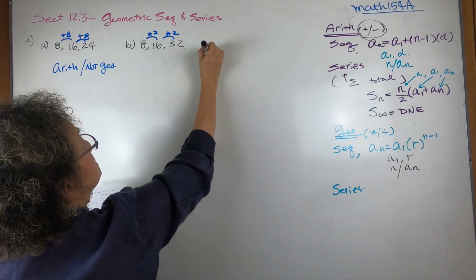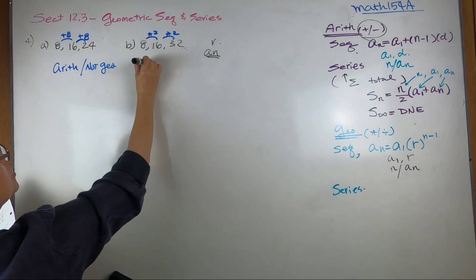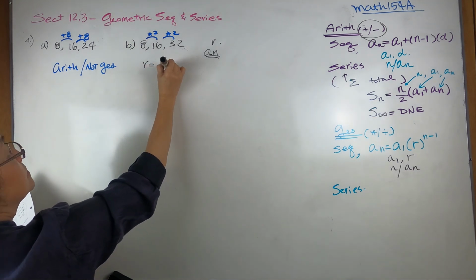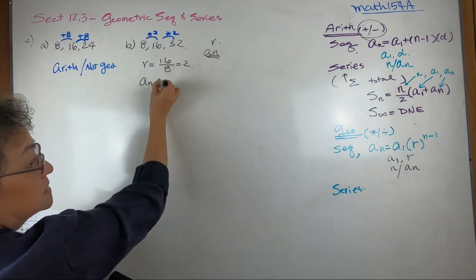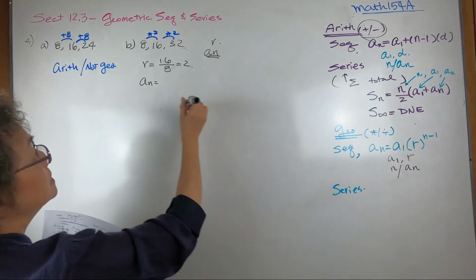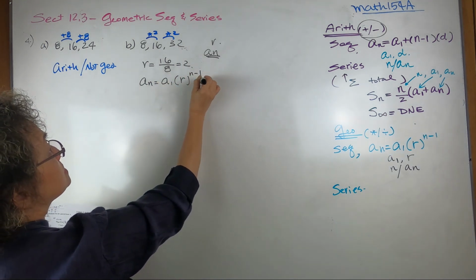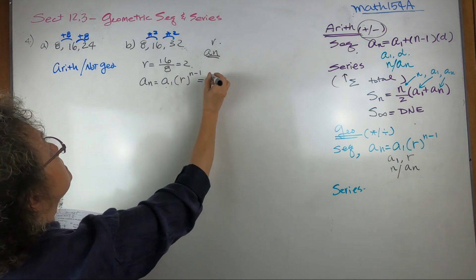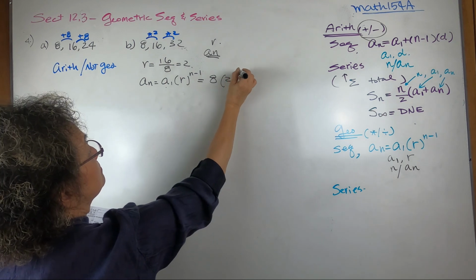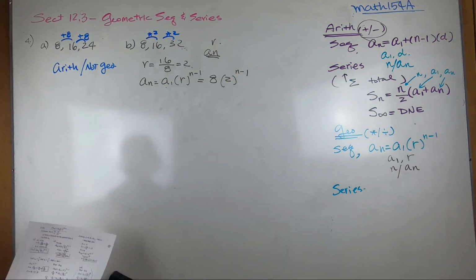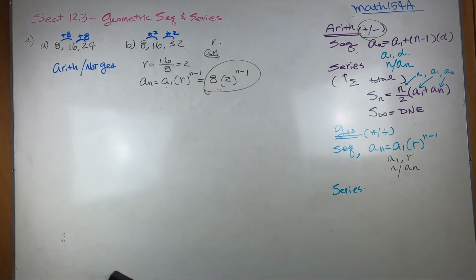It wants us to find the pattern and the ratio. What do you think the ratio is? 16 divided by 8 is 2, right? Then AN is this formula, right? A1 times R to the n minus 1. So what do we have? A1 is 8. R is 2, n minus 1. So for the general pattern, you can just write it this way. Okay?